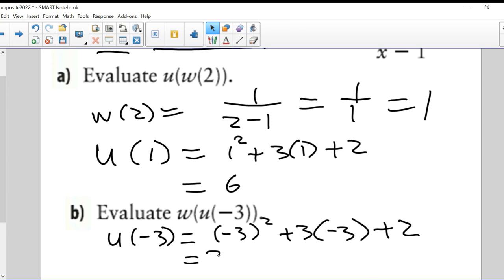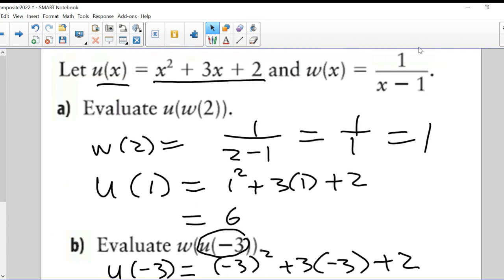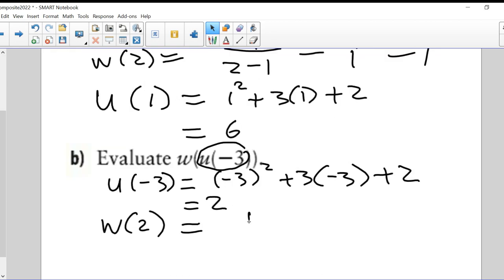2. Good. Once you have this part of it, put that into the w function. So what I'm looking for now is the w of the result that you just got from the u function. The w function is this. So it's 1 over the 2 minus 1. You see what we're doing here, Rachel? Does that make sense? Okay, give me an answer now, please. It is 1. Correct. It is 1.